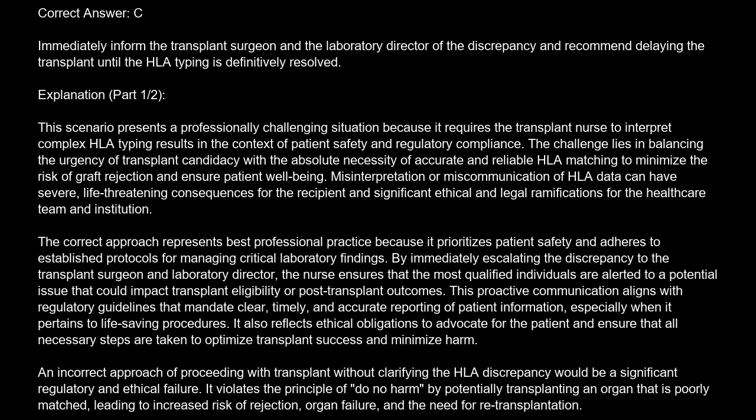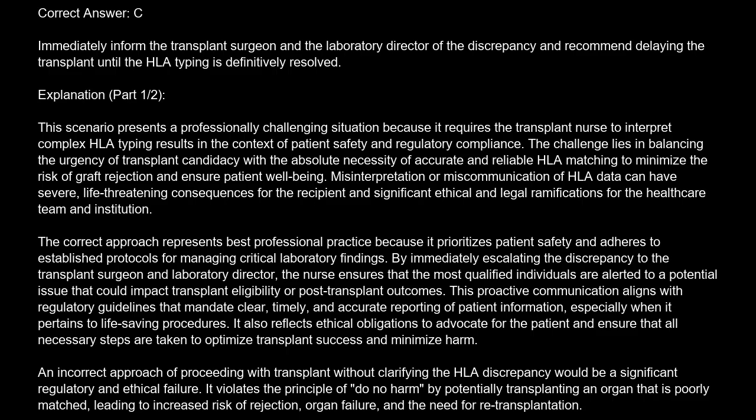Misinterpretation or miscommunication of HLA data can have severe, life-threatening consequences for the recipient and significant ethical and legal ramifications for the healthcare team and institution. The correct approach represents best professional practice because it prioritizes patient safety and adheres to established protocols for managing critical laboratory findings. By immediately escalating the discrepancy to the transplant surgeon and laboratory director, the nurse ensures that the most qualified individuals are alerted to a potential issue that could impact transplant eligibility or post-transplant outcomes.